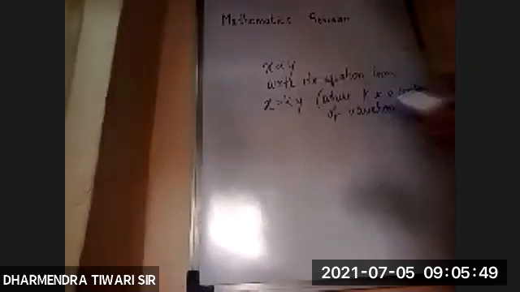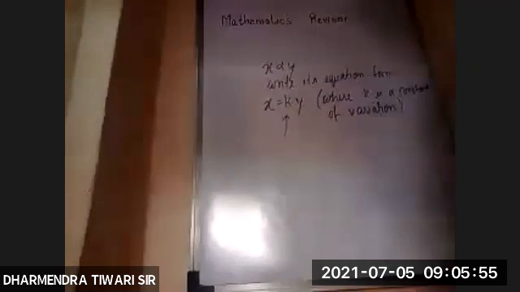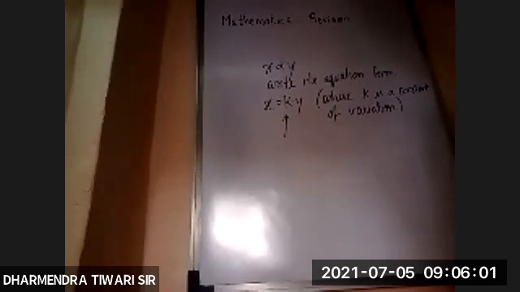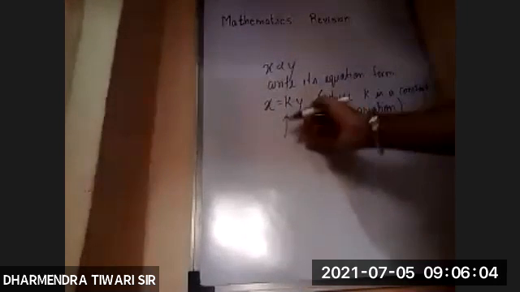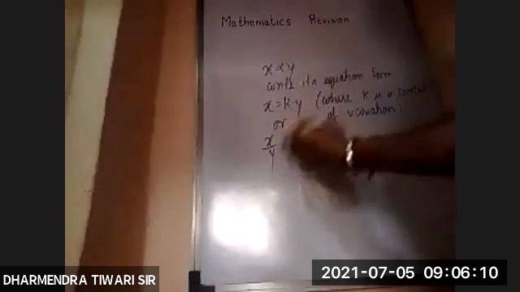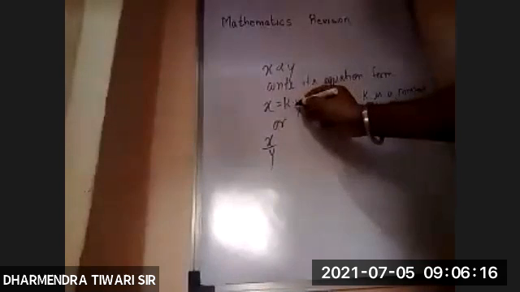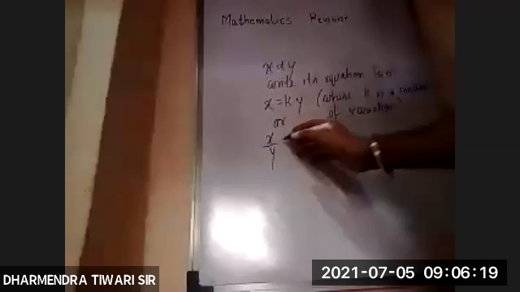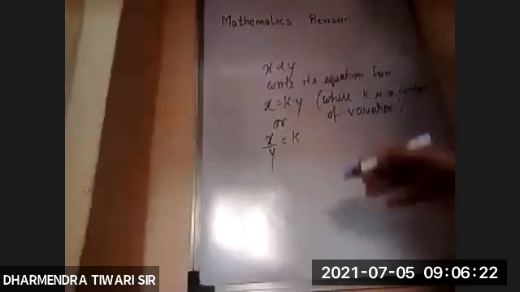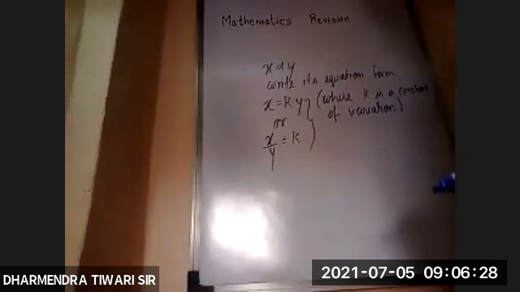X is equal to k into y. This is called the equation form of direct variation. Either you can write it like this, or you can take y to the left hand side. Here y is in the form of multiplication, k into y on the right hand side, but taking it to the left hand side we get x by y equal to k. With both equations, you can use any one. It's called the equation form of direct variation.